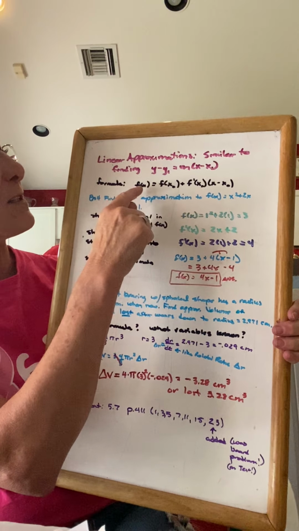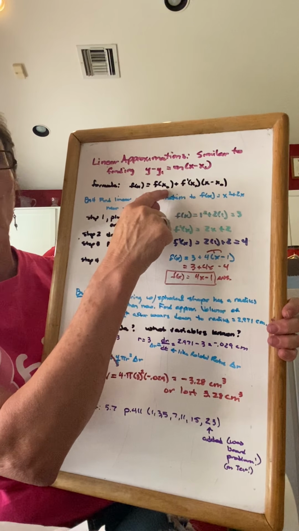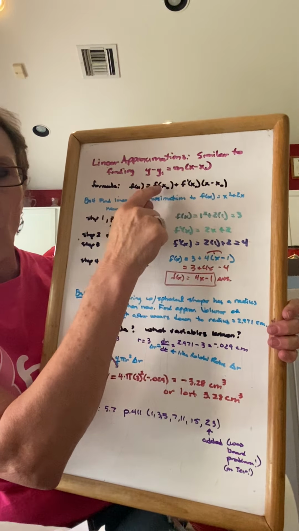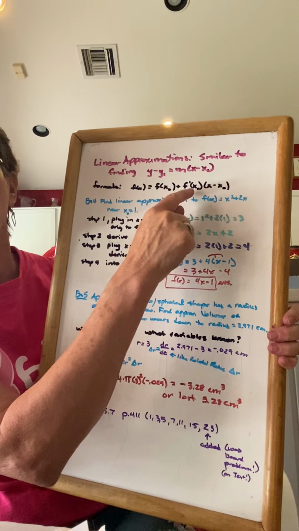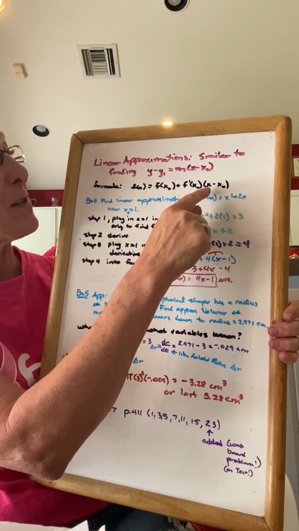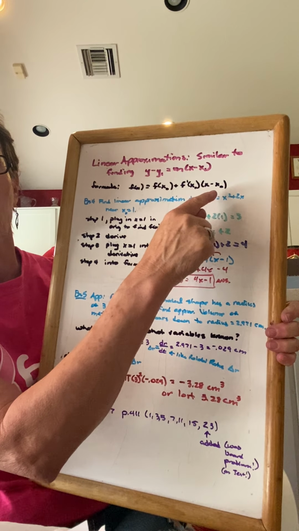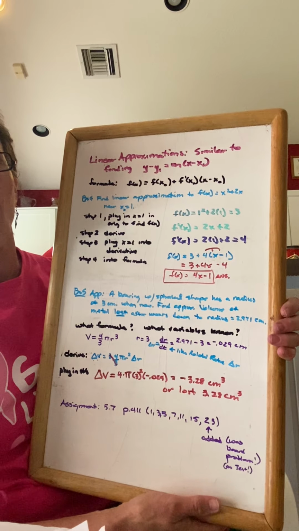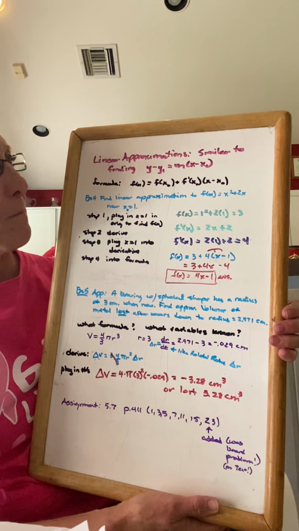So they say f of x equals f of x sub 0, that's just y1, plus f prime of x sub 0, that's just the slope, times x minus x sub 0. That's like x minus 1. So they just wrote it in a different format. It's the same thing. I promise you. Easy.